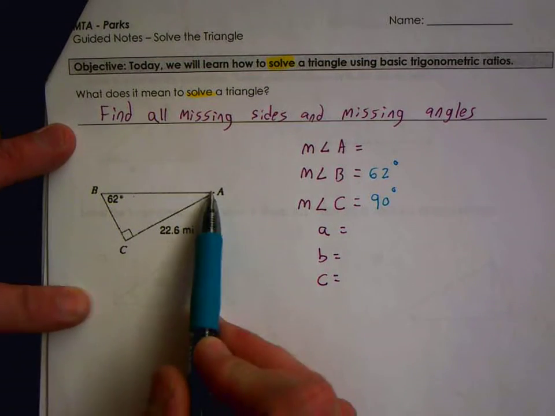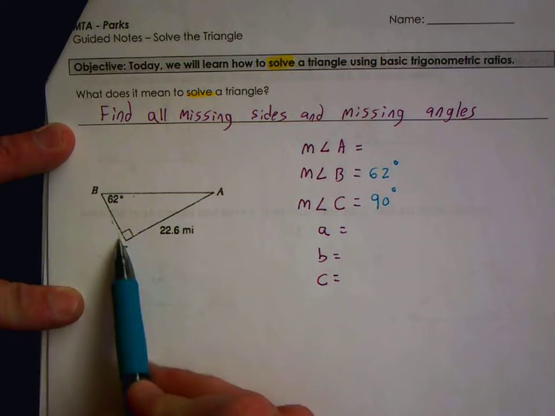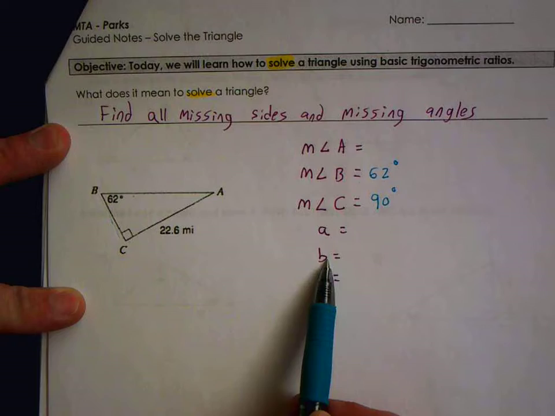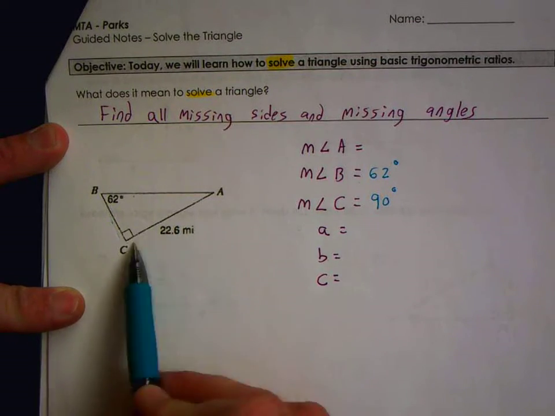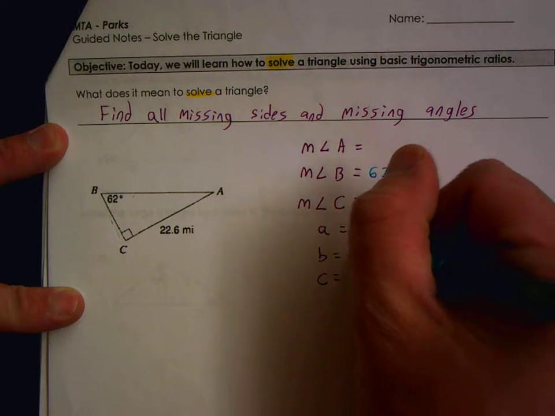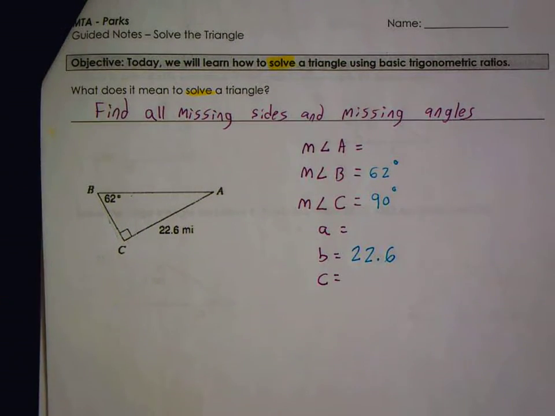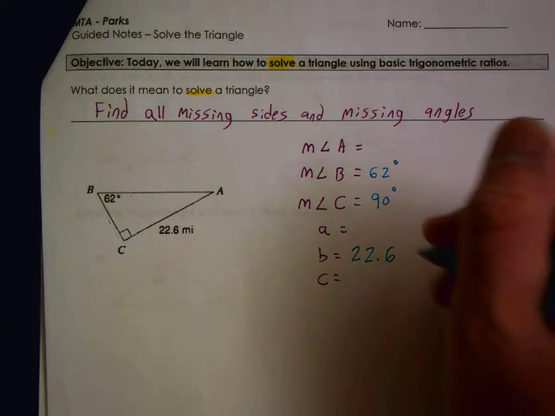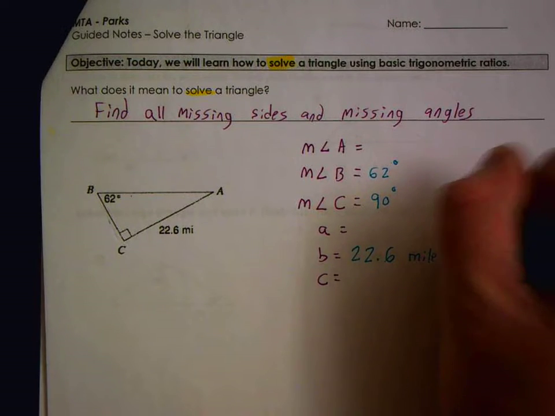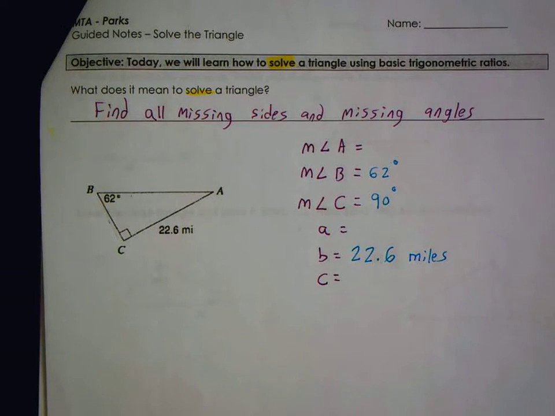So little a would be this side. I don't know what that is. Little b would be this side. I know that's 22.6. Not degrees, that's a length. Looks like miles, 22.6 miles. So it's my job to go through and fill in the rest.